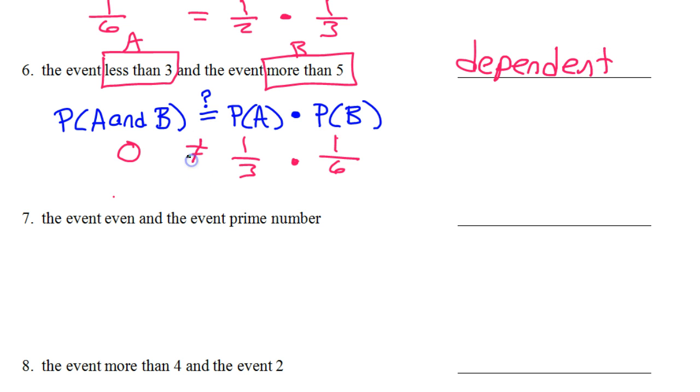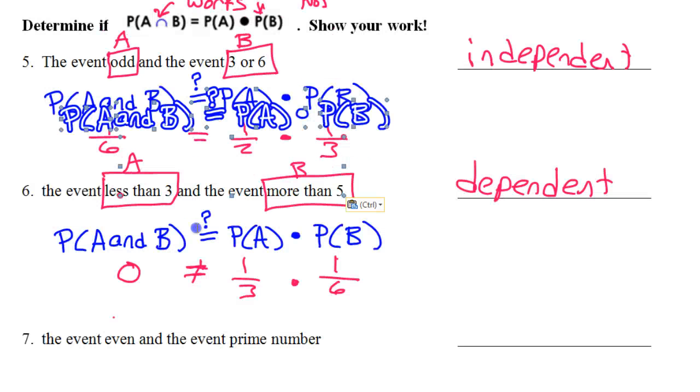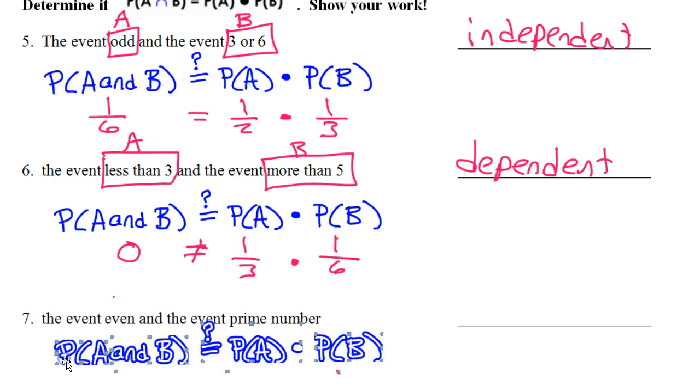Okay, because it didn't work. All right, when it doesn't work, it's dependent. Okay, let's do the same thing for number 7. See if I can get that formula cut and pasted, my friends.